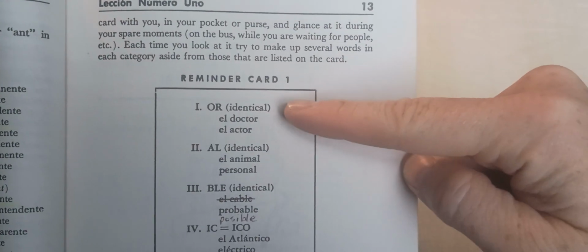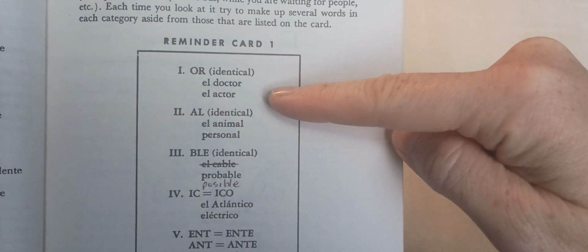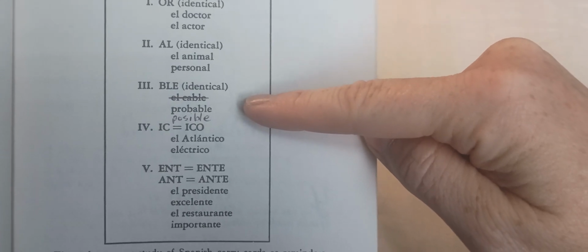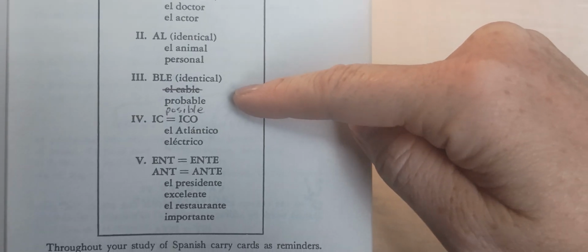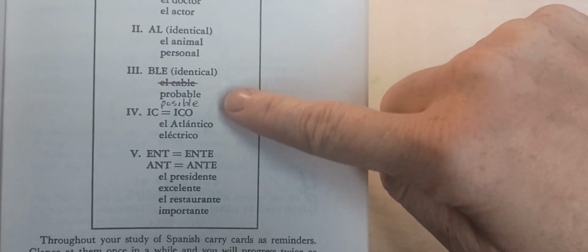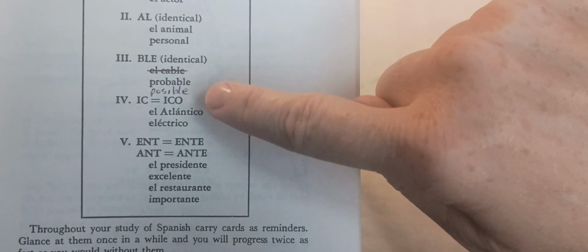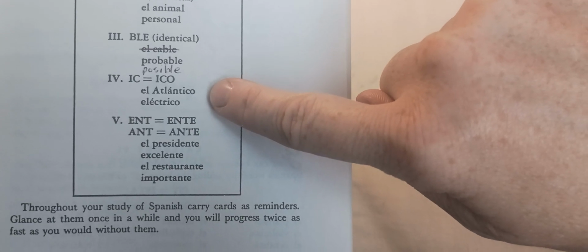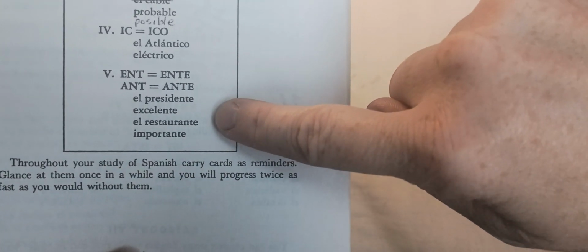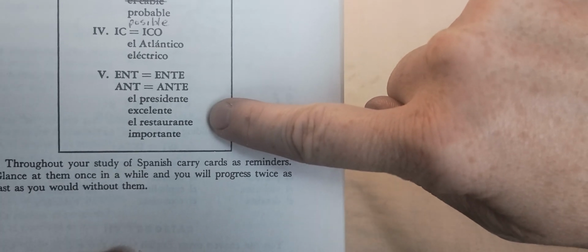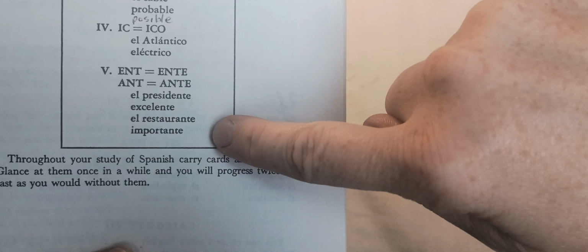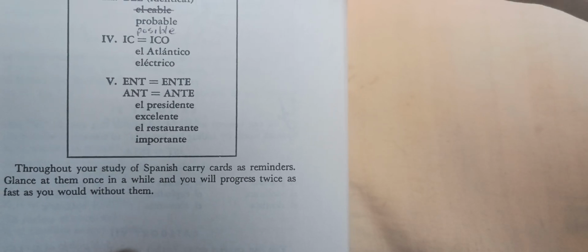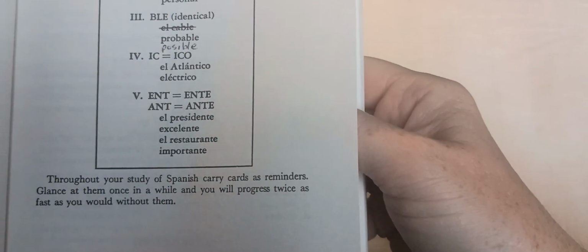Reminder card 1. We have OR, el doctor, el actor, el animal, personal, ble. I took out el cable because we don't really talk about cables very much. And I would use probable and posible. El Atlántico, eléctrico, el presidente, excelente, el restaurante, importante. El restaurante es importante. Throughout your study of Spanish, carry cards as reminders. Glance at them once in a while and you will progress twice as fast as you would without them.